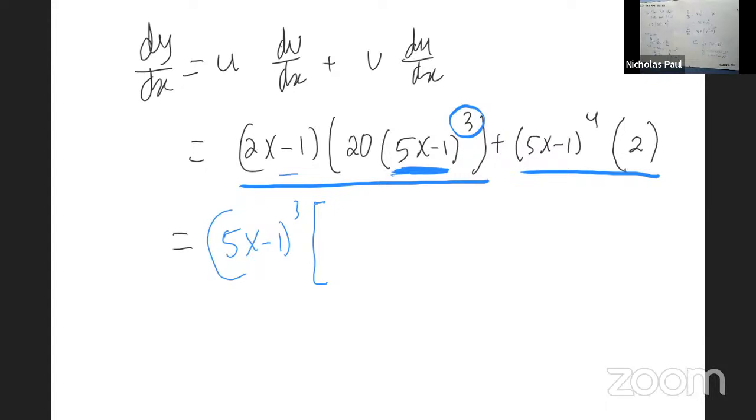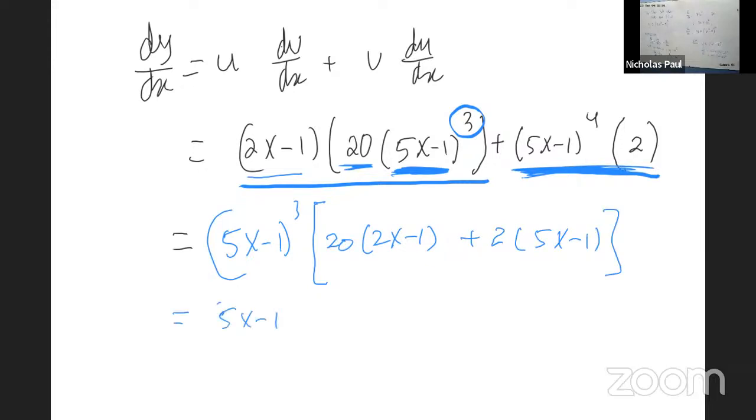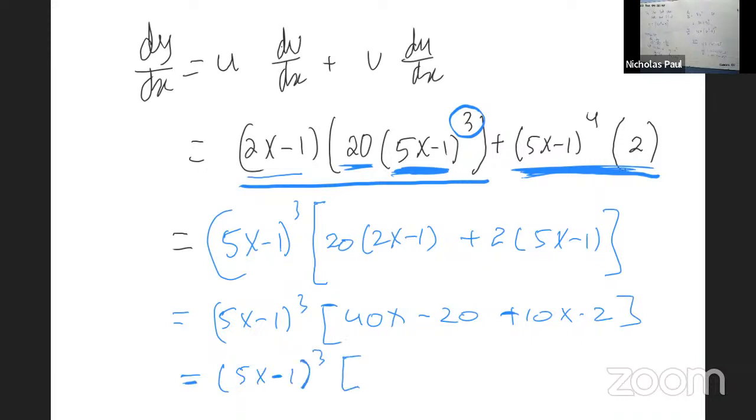I'll be left with (2x minus 1) by 20. So that's 20 by (2x minus 1). What would I be left with here? Plus 5x minus 1 by 2. Very good. So that'll be (5x minus 1) cubed by 40x minus 20 plus 10x minus 2. So that'll be (5x minus 1) cubed by 40 plus 10 is 50, minus 20 minus 2 is minus 20. Now you stop.